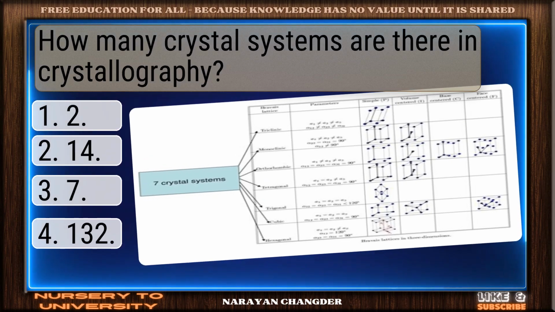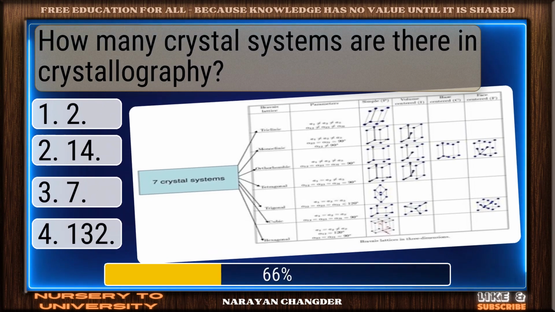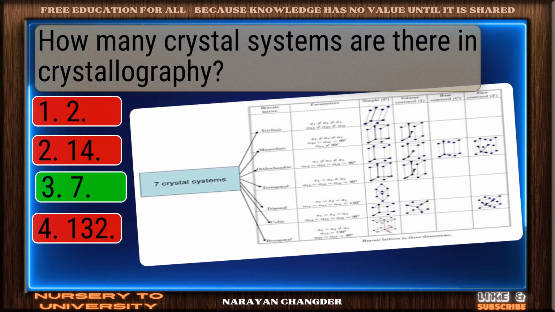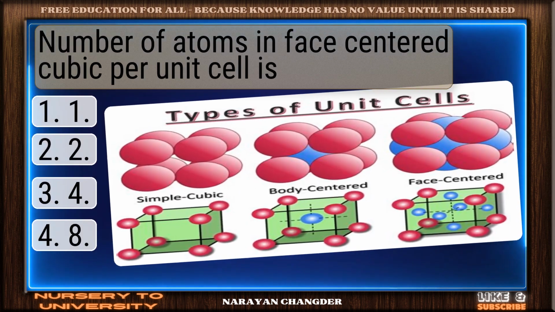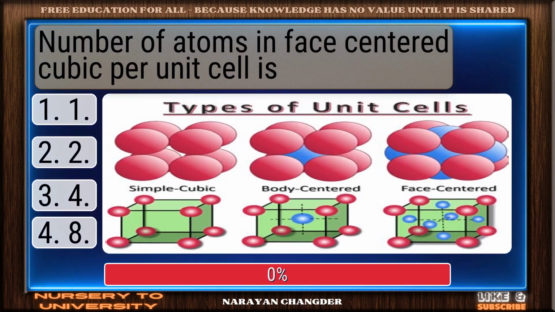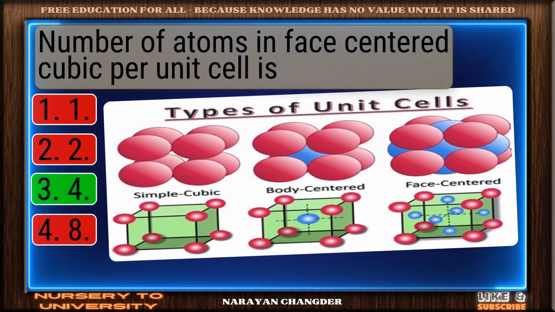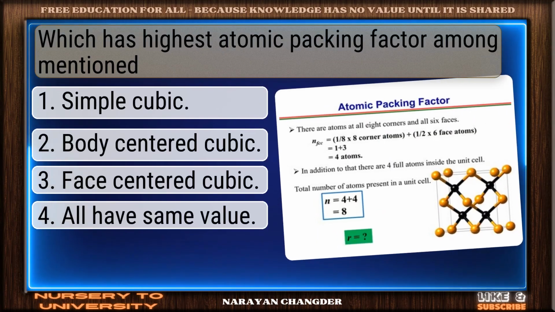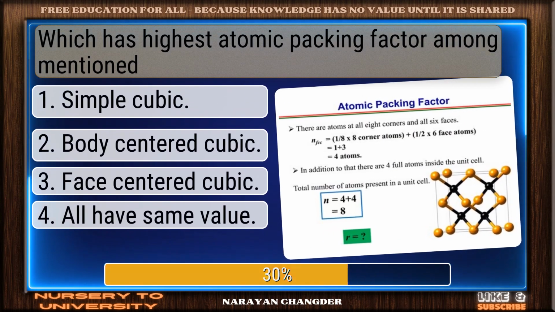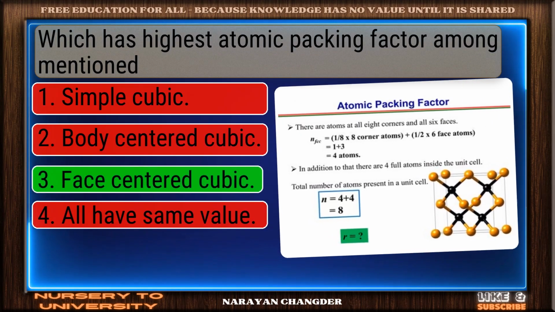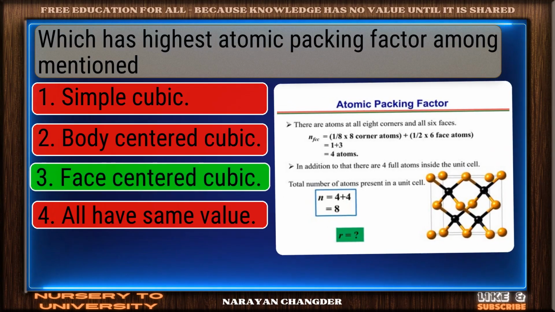How many crystal systems are there in crystallography? Good thinking. 7 is the right answer. Number of atoms in face-centered cubic per unit cell is. Great thinking. 4 is the right choice. Which has highest atomic packing factor among mentioned? Nice selection. Face-centered cubic is the correct and valid answer.